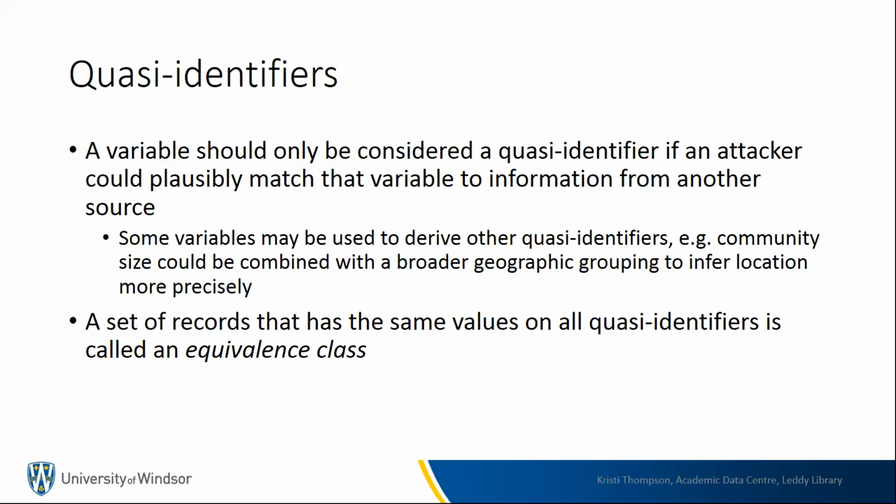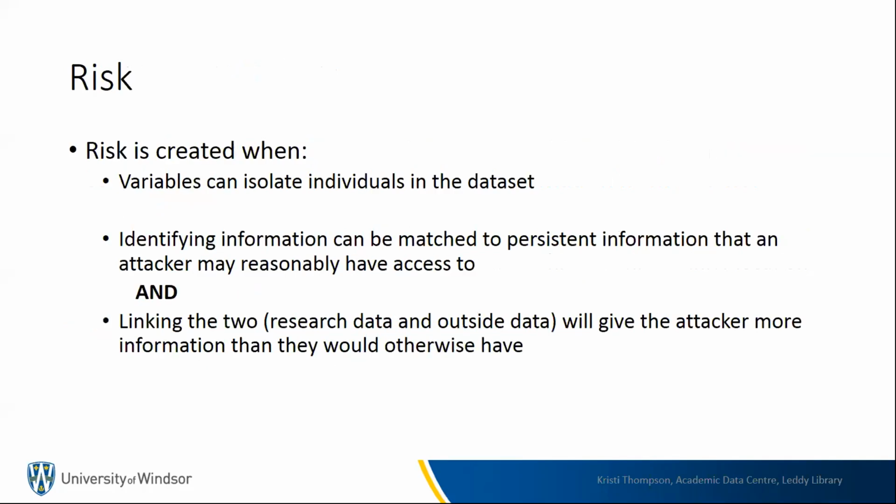Another key term you need to know: equivalence class. A set of records that has the same values on all quasi-identifiers in the data set is called an equivalence class. Okay, why is this important? Risk. Risk is created when variables can isolate individuals in a data set. Identifying information can be matched to persistent information that an attacker may reasonably have access to, and linking the two, the research data and the outside data, will give the attacker more information than they would otherwise have.